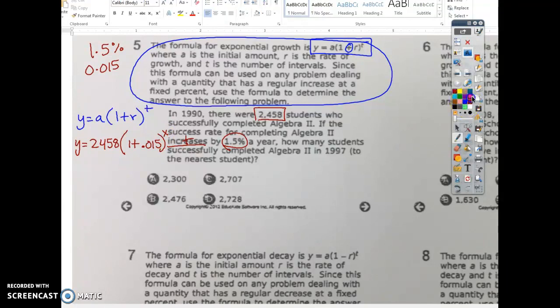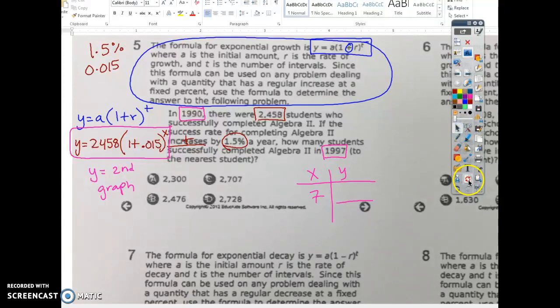So that's the equation I'm going to use because it says now how many students will successfully complete it in 1997. So I'm going from 1990 to 1997. That means in my table, 0. No, we're looking for 7 years. At 7 years, how much was it? So you're going to put this equation in the calculator, y equals, second graph. And you're going to go look for 7 years. So I'm going to do this first one with you, and then the rest of them, I'm not going to have to go to the calculator because you should already know how to do it.